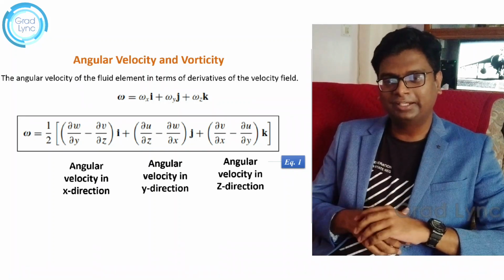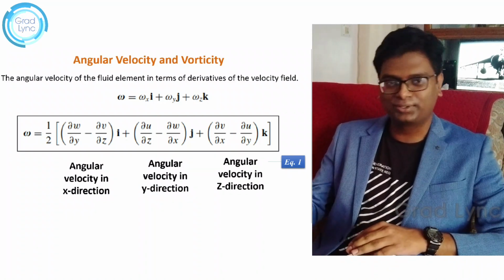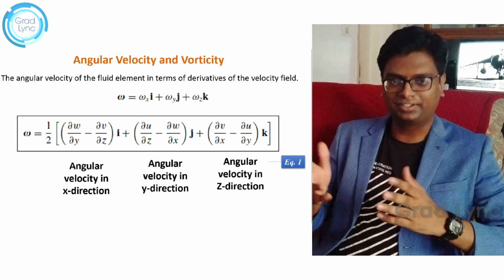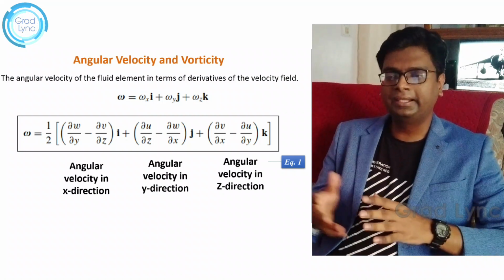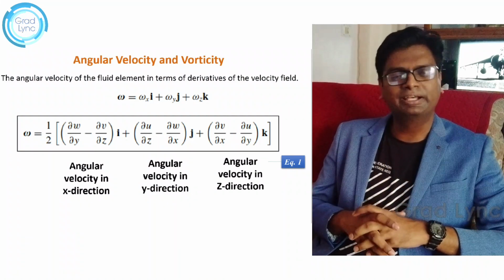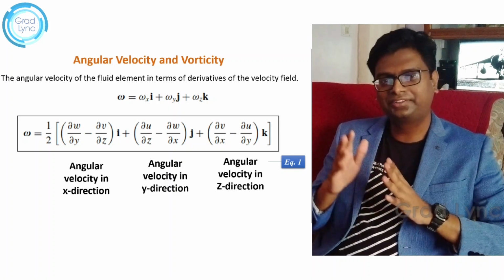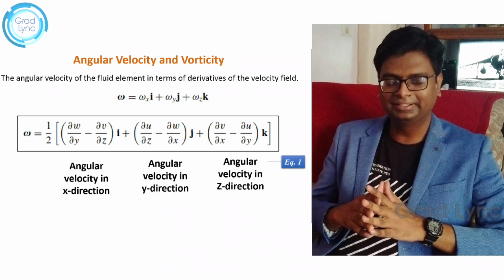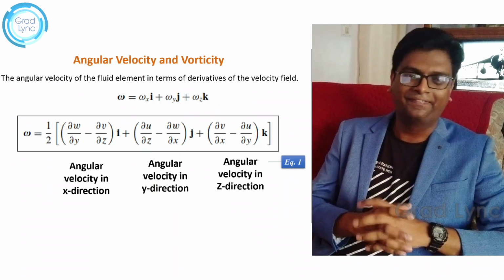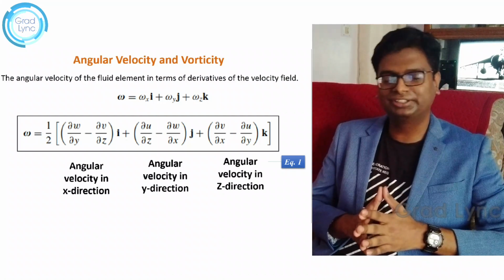Similarly, the angular velocity in y direction is given as dou u by dou z minus dou w by dou x, into j, of course divided by 2. Similarly, the angular velocity in z direction is given by 1 by 2 into (dou v by dou x minus dou u by dou y). So these are the angular velocities in x, y and z directions. Now the vectorial sum of these three angular velocities gives the net angular velocity of the fluid element, right? So let's call this equation number 1.